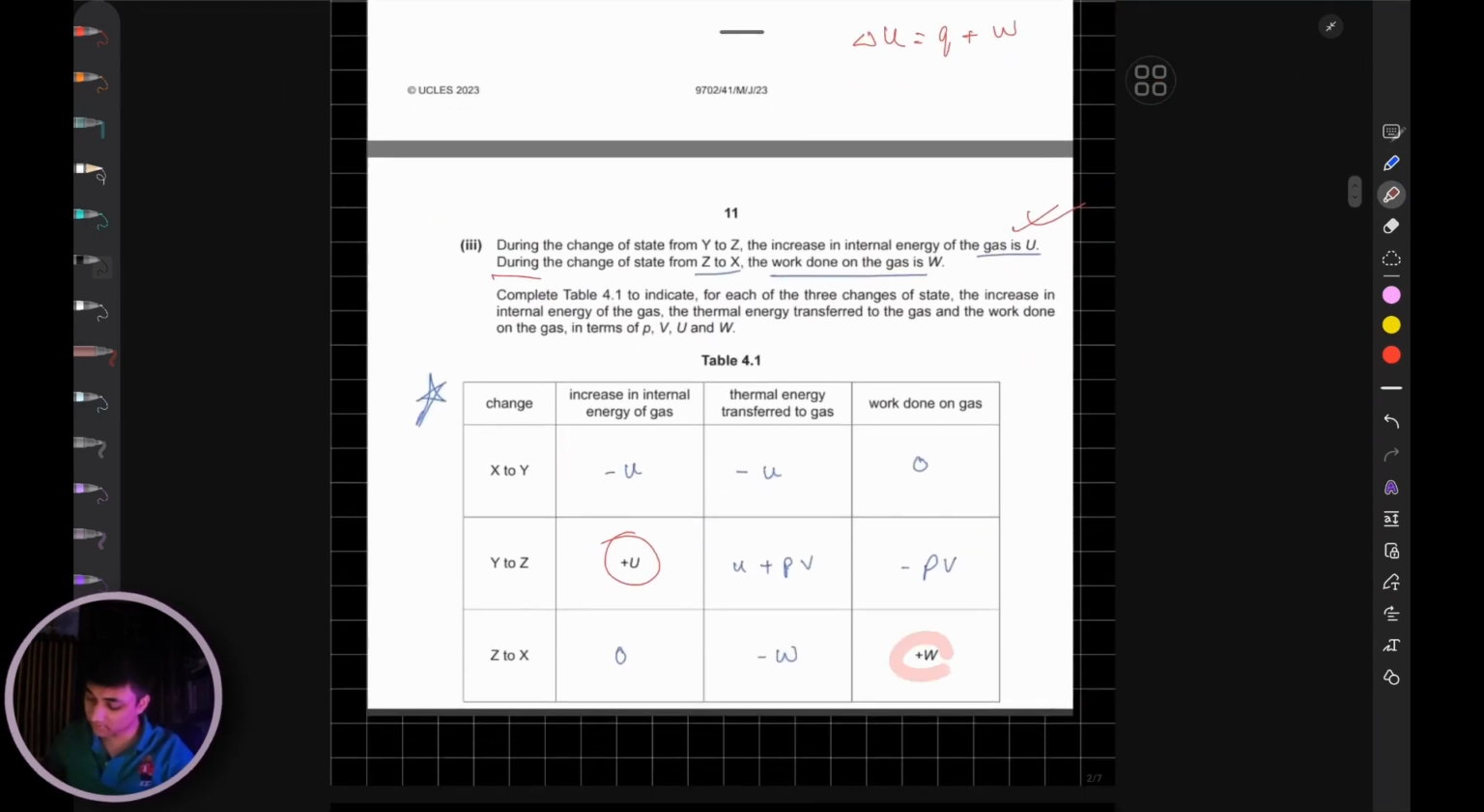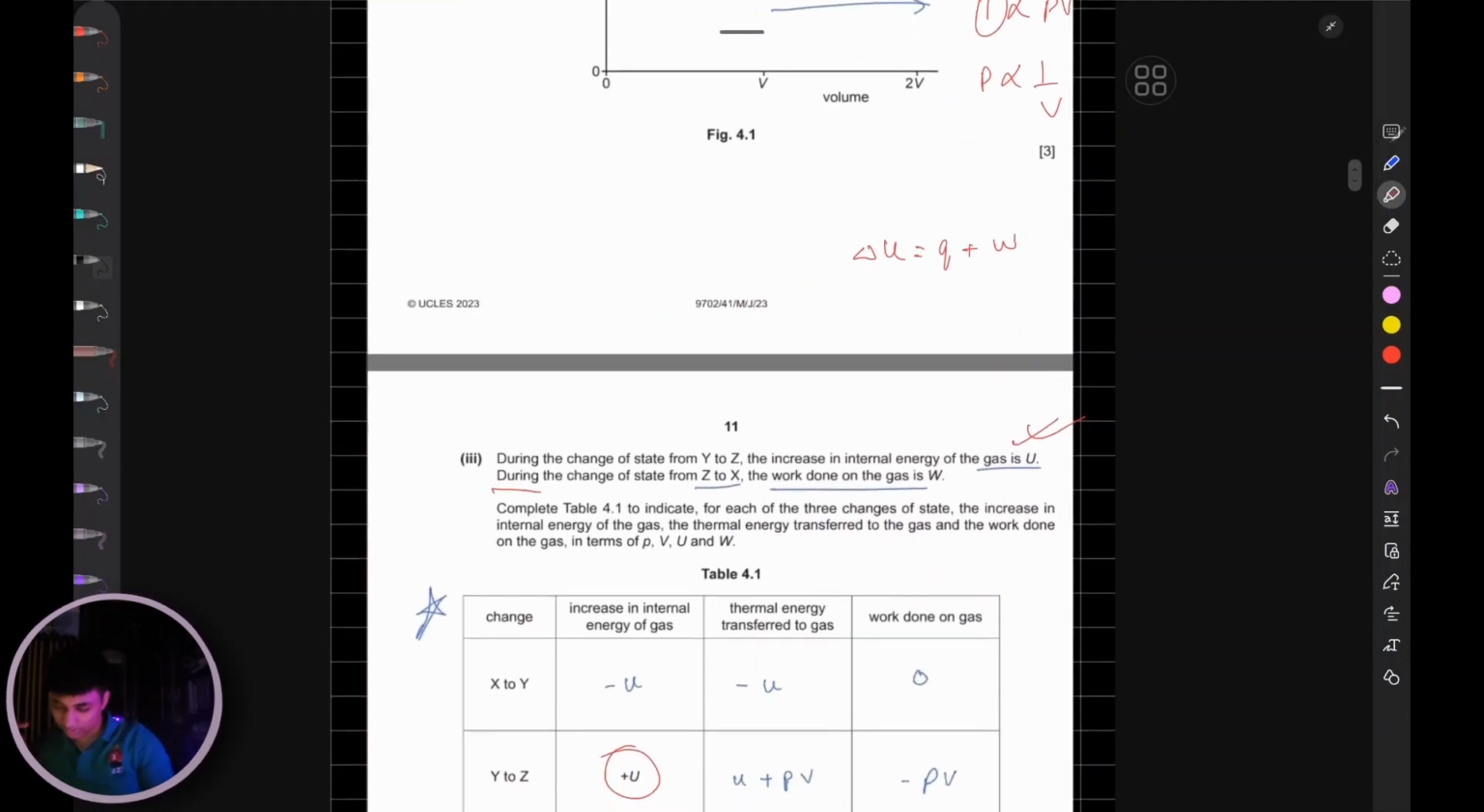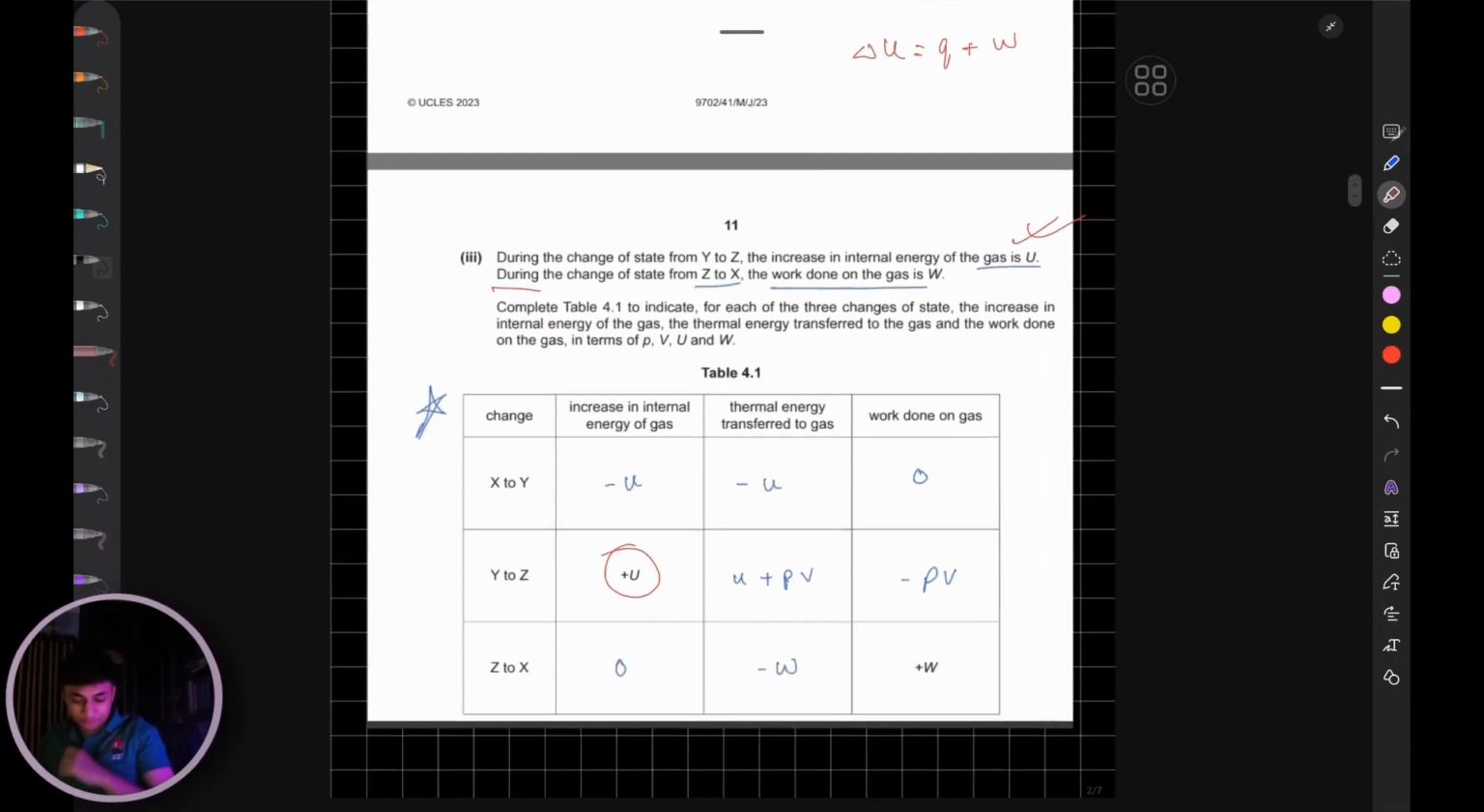Okay, so they've given you the amount of work done on the system while changing from Z to X. Complete table 4.1 to indicate for each of the 3 changes of state, the increase in internal energy of the gas, the thermal energy transferred to the gas, and the work done on the gas in terms of P, V, U, and W. Now, let's understand how to tackle this question.